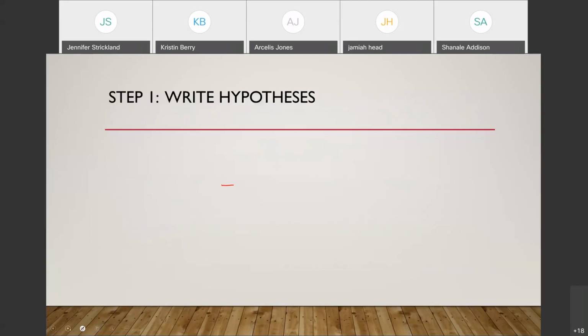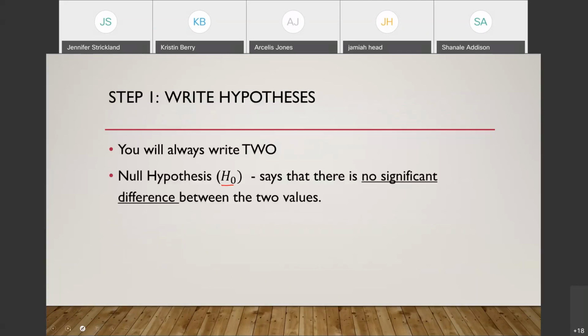Null hypothesis says there is no difference between the 2 values. It's like comparing the 23.2 to the 23.1. You basically say, who cares? They're basically the same number.